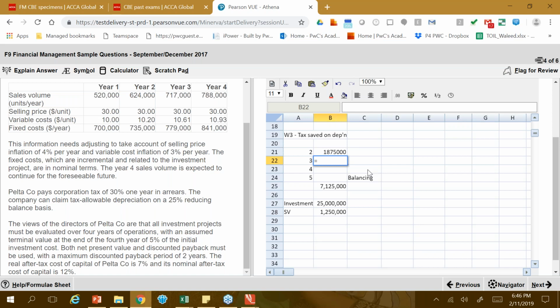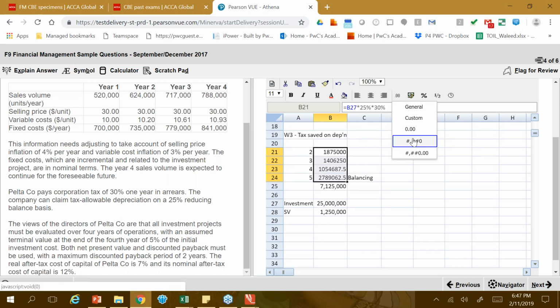Then we'll take the last year, which is the B21, and I will simply take the 75% of this value, just as I did on the HIBAC question. Then I will take the B22 and take the 75% of that. And then my last year is balancing, so I will take the B25 and then remove the B21, B22, B23 from it.